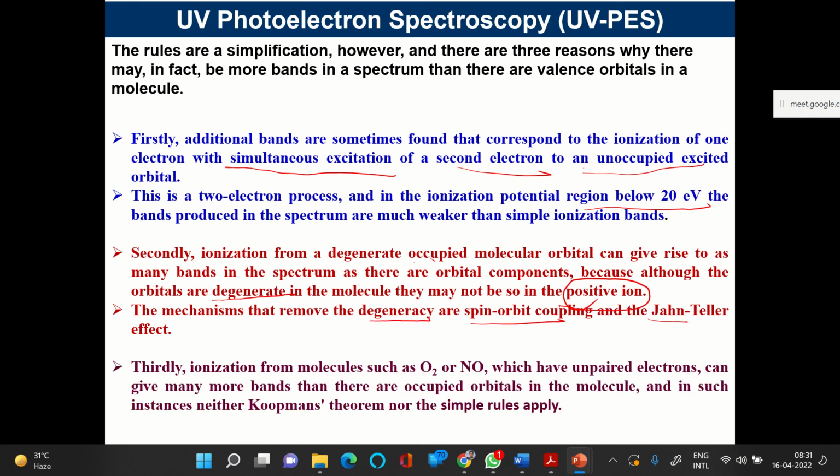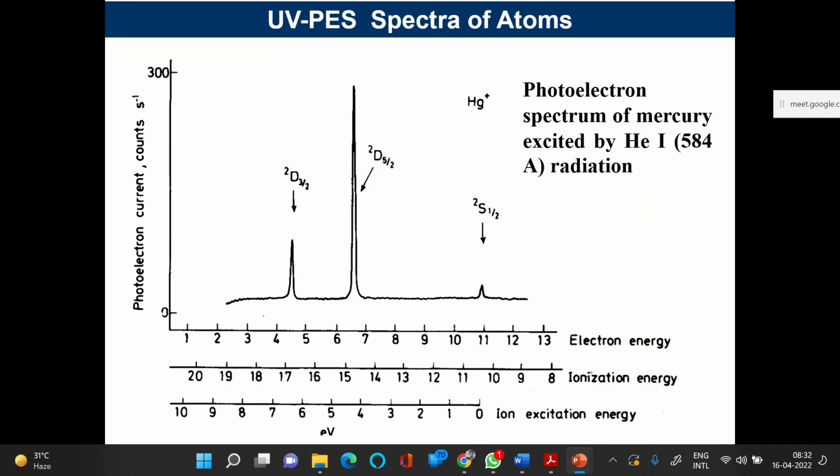We have learned about that, and we'll see more about spectral. Third, we will also find that when we have simple O2 or NO, in these cases you have unpaired electrons. So oxygen has unpaired electrons, NO has unpaired electrons, and in such cases we can again get more bands as compared to the occupied orbitals in the molecule, and we'll see why it happens with some examples.